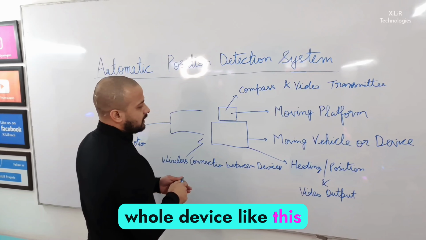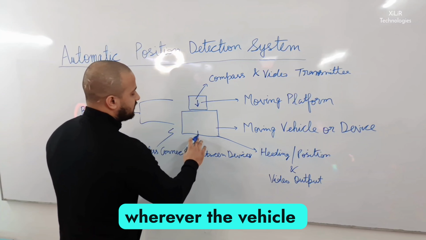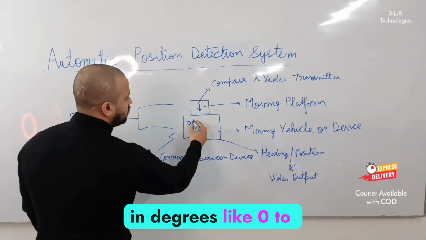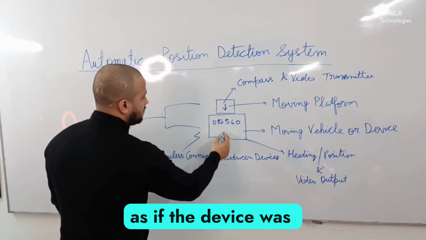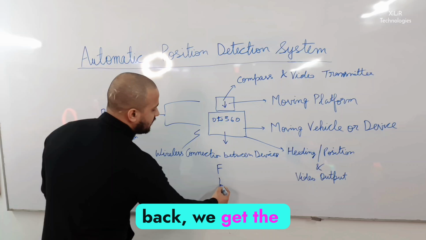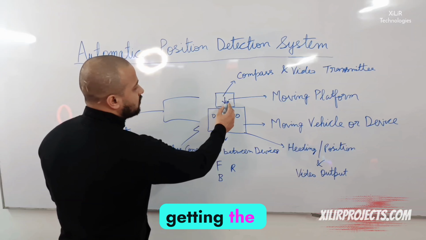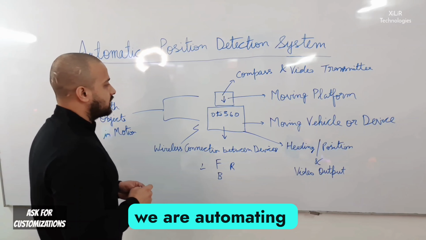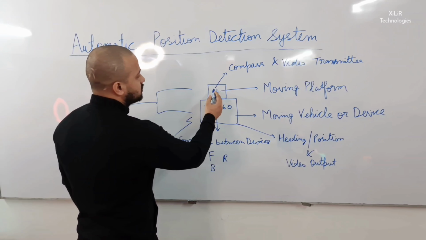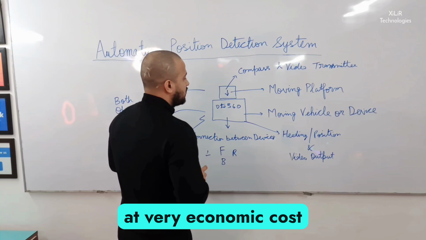Suppose we have placed the device, this is the forward of the device. Wherever the vehicle is moving, we will always get the coordinates in degrees, like 0 to 360 degrees. If the device is pointing forward, we get the forward output. If it's pointing back, we get the back output. We get left output and right output. So we are basically getting the coordinates of the system, and through these devices we are automating a mechanical structure. If it is a big structure we cannot automate it otherwise, but with the help of this device you can get automation of the system at a very economic cost.